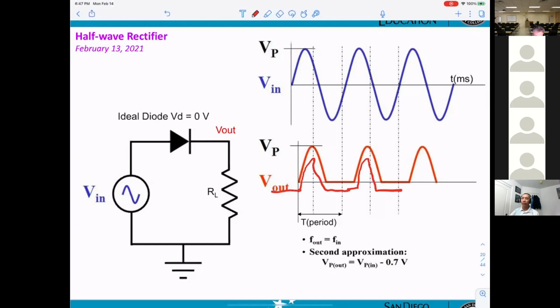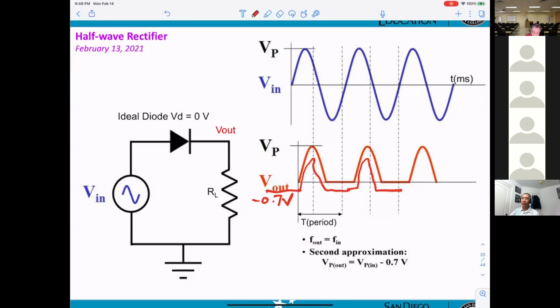And the value right here is minus 0.7 volt. Mr. Pham, if you looked at this, I think you're leading to this, maybe I jumped in too soon, where it says Vout equals Vin at the bottom, and then it says second approximation, VP out is equal to VP in minus 0.7. So depending on how many diodes you have, if you've got one diode, it's minus 0.7. If you've got two diodes, then it's minus 1.4 or something like that. Yes, but right now we're on half-wave. You're only dealing with one diode.